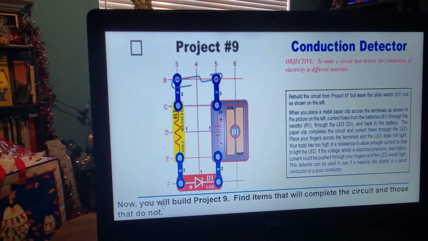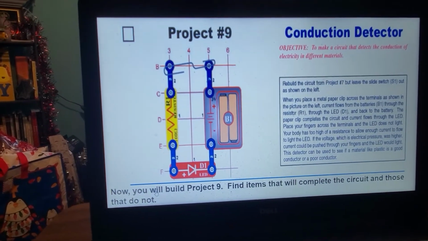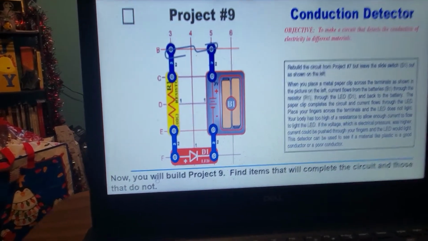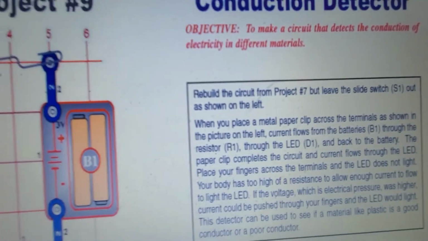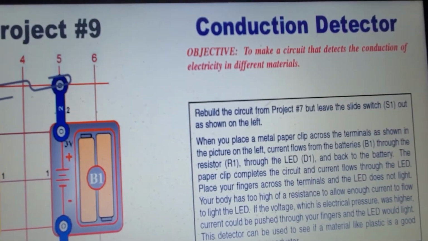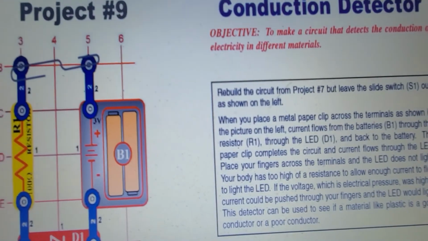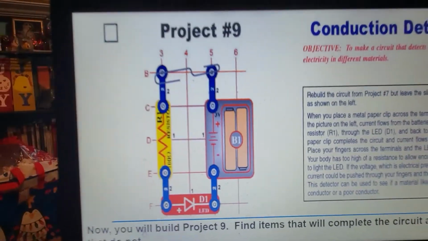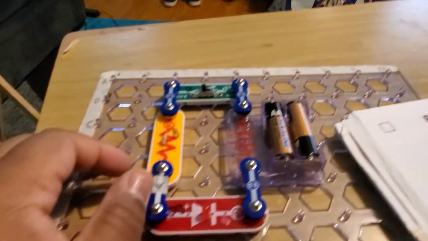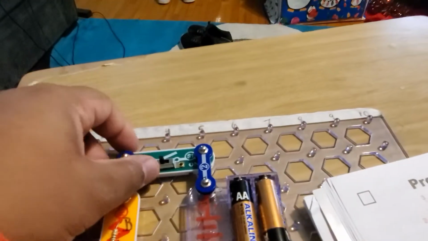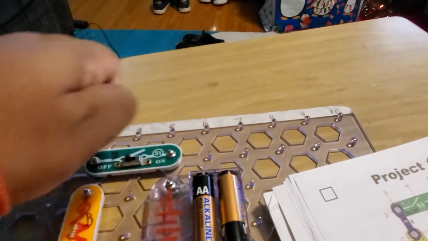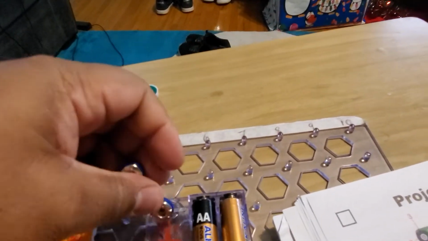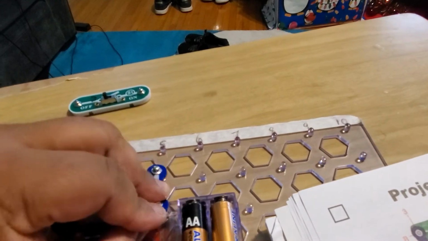Now we're going to do project 9, and basically it's project 7 without the switch. What you're going to do is figure out which items in your house can be used as conductors to allow the LED light bulb to light up. So basically it's the same circuit, but I'm going to remove the switch. And essentially you're going to find items in your house that can act as a switch.